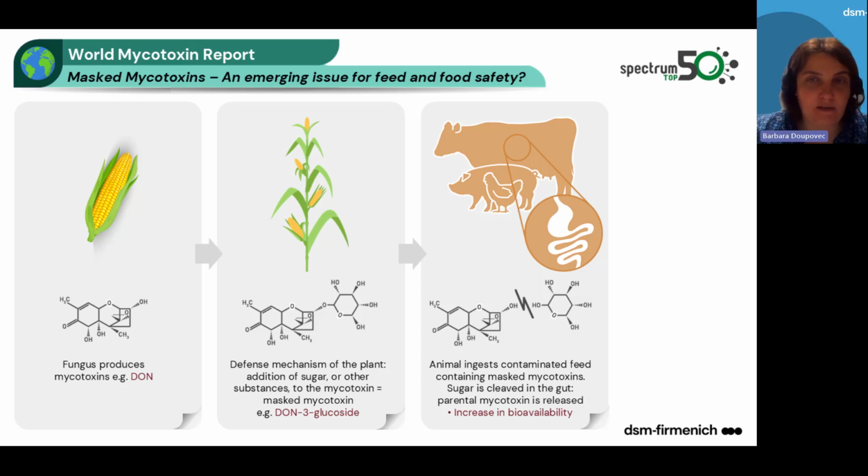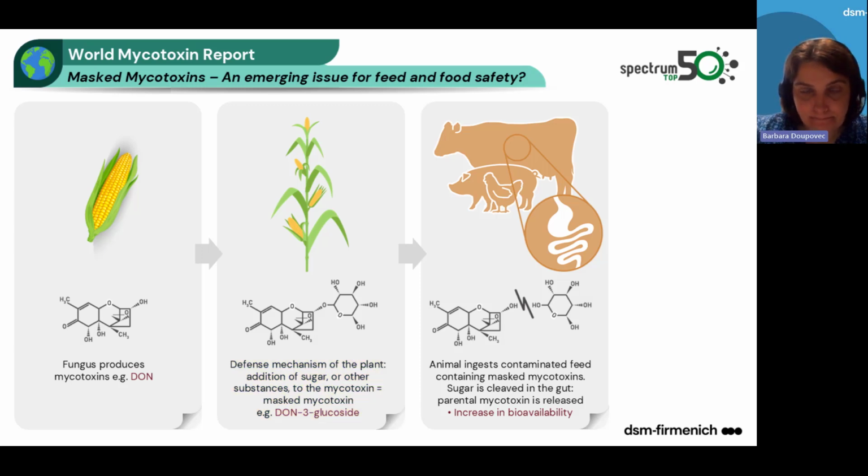What are masked mycotoxins actually, and why are they an emerging issue for feed and food safety? So the fungus in the plant produces mycotoxins, for example deoxynivalenol. And then a defense mechanism of the plant goes into place, so the plant is adding sugar or any other substance to the mycotoxin, so the mycotoxin is masked. For example, DON-3-glucoside is built.